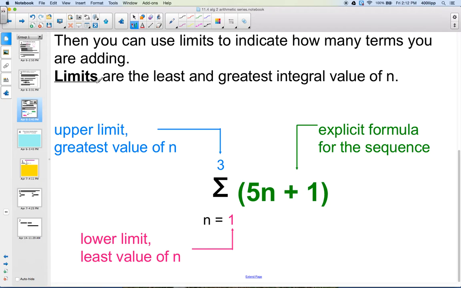So you're going to have limits here. The lower limit is going to be the first digit that you're talking about. If you want to start from the first term, then n will be 1. And then you have the upper limit, the greatest value of n. If you're going up to the third term, then it'd be a sub 3. And then right here, this is the summation symbol, or the sigma symbol in the Greek alphabet. And then you have your explicit formula. Okay? So we look at this and we're able to find what the sum is.